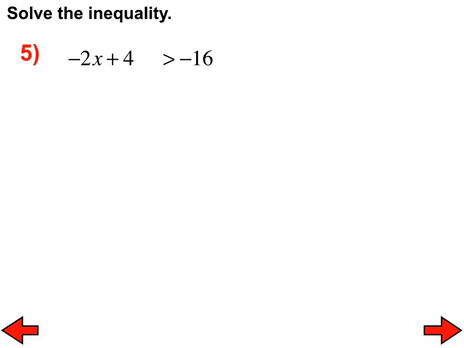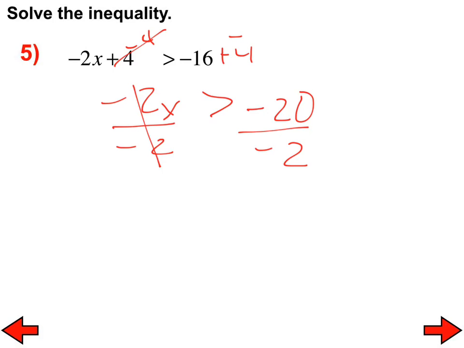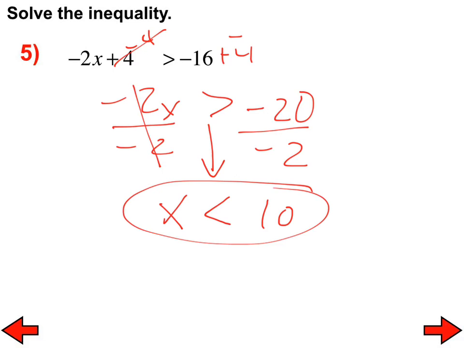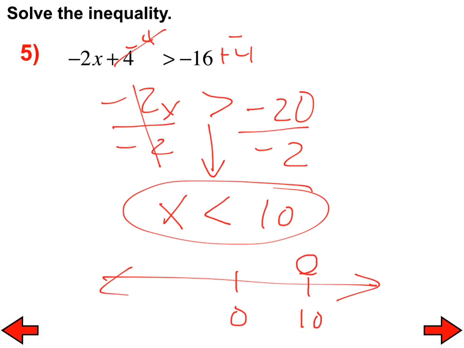Do both of them. In number 5, we of course need to subtract 4 from each side. That gives me -2x is greater than -20. Remember, add the opposite if you need to do that. From there, we divide both sides by -2, and anytime we multiply or divide by a negative number, we must flip the inequality symbol. -20 divided by -2 is 10. So my solution is x is less than 10. That means that all numbers that are less than 10 will make a true statement in the original inequality. So we do an open circle above 10 with an arrow going to the left.